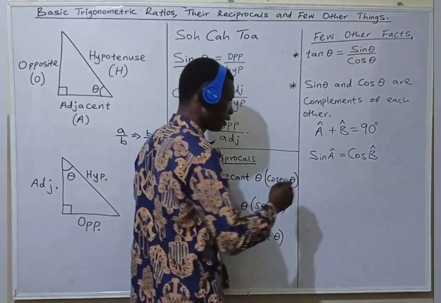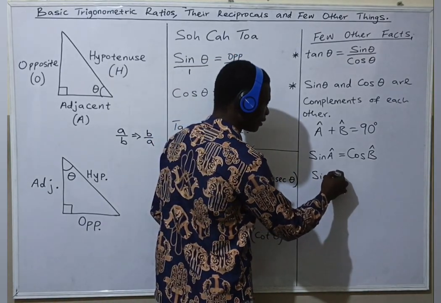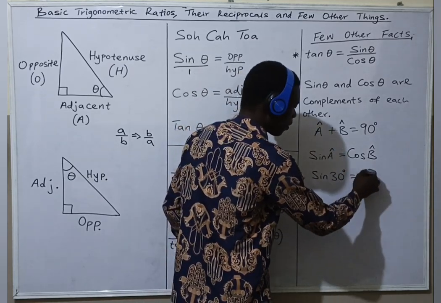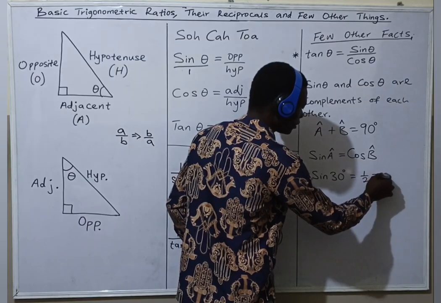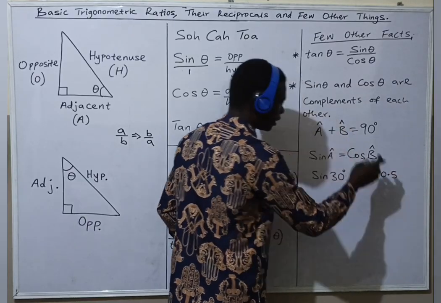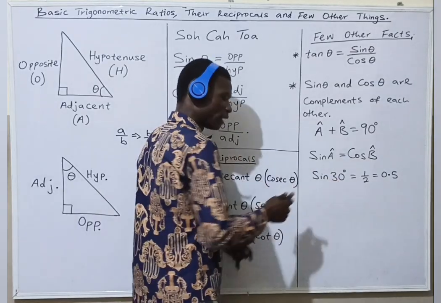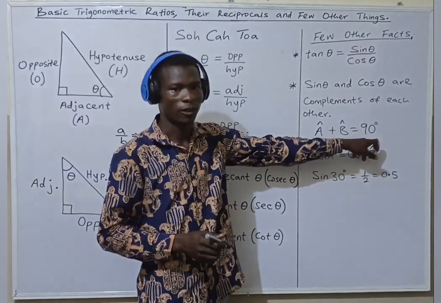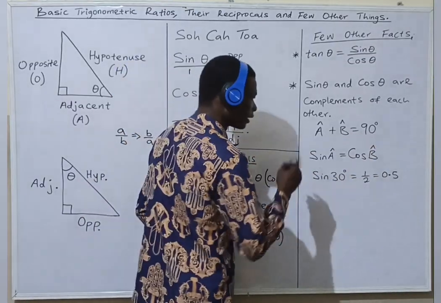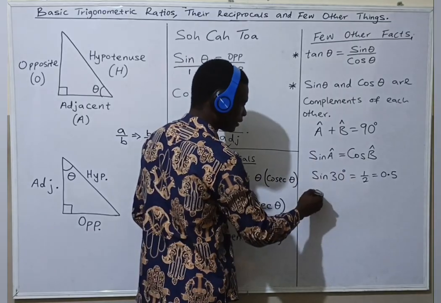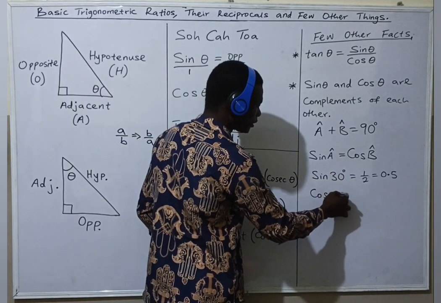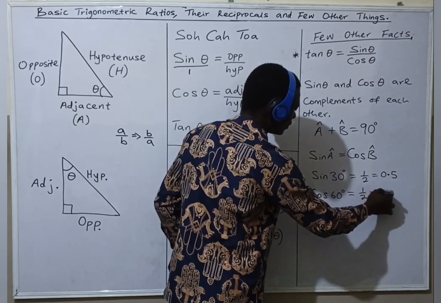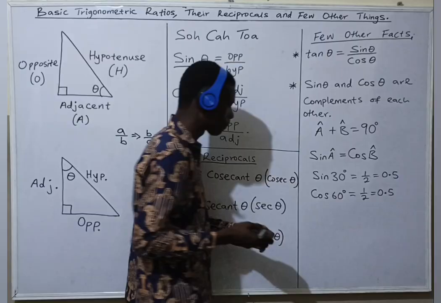No wonder if you do sine 30 degrees, it will be equal to what? 1 over 2, or in some cases 0.5. Of course, they are the same. Now, what is the complement of angle 30 degrees? What must you add to 30 degrees to give you 90 degrees? Of course, it's going to be what? 60 degrees. So, by the idea that we have here, if we look for the value of cos 60 degrees, it's also going to give us 1 over 2, which is the same thing as 0.5.